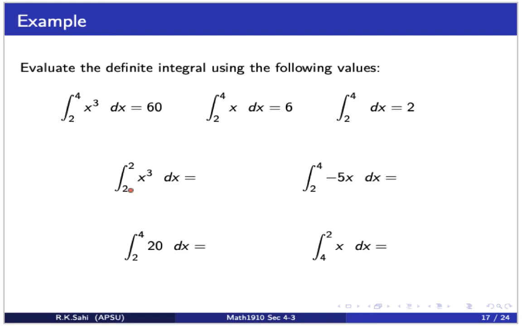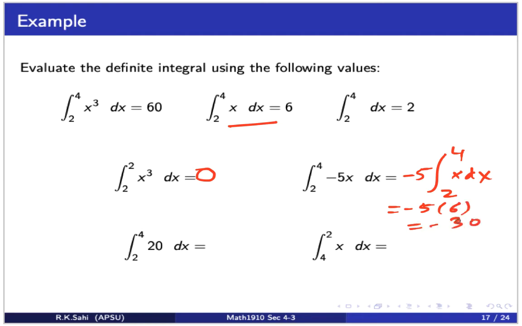Let's start with the first one. It says from 2 to 2 of x cubed dx. Remember, when the lower limit is the same as the upper limit, automatically the answer is 0. Okay, next one: from 2 to 4 of minus 5x dx. Now remember, there's a constant multiplied. The formula says you can take the constant outside and just take the integral from 2 to 4 of x dx. We already know that the integral from 2 to 4 of x dx is 6. So what is the answer? Minus 5 times 6, minus 30.